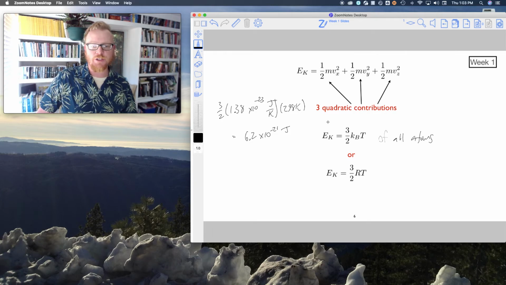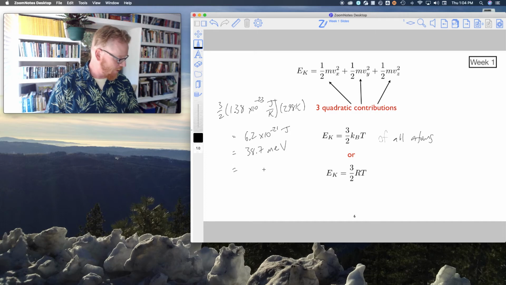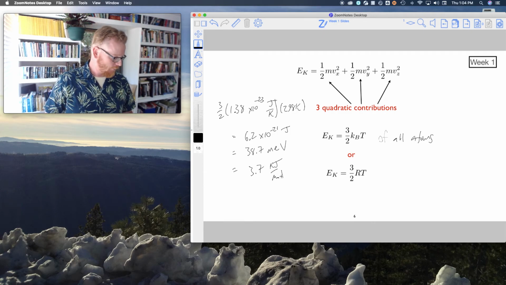So make sure that you can do this. I'm just going to write the results down. But if I wanted to convert this into electron volts, this would be 38.7 milli electron volts. Practice it. Make sure that you can arrive at that number. And this would also be 3.7 kilojoules per mole. Okay?